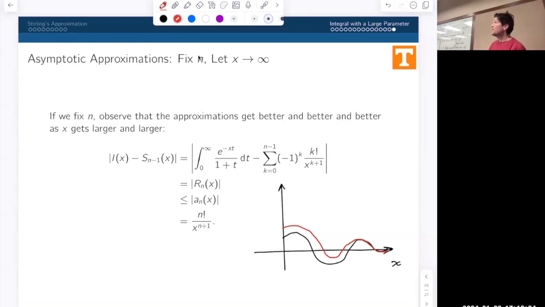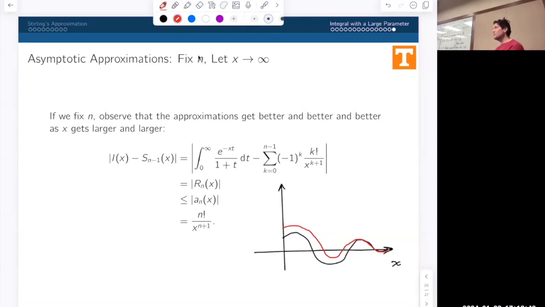Okay. So the series that we just generated, while you might not want to take an infinite number of terms or even consider a large number of terms, does become a better and better approximation as x gets larger and larger. Okay. So I'm going to stop there today, kind of a shortened lecture.